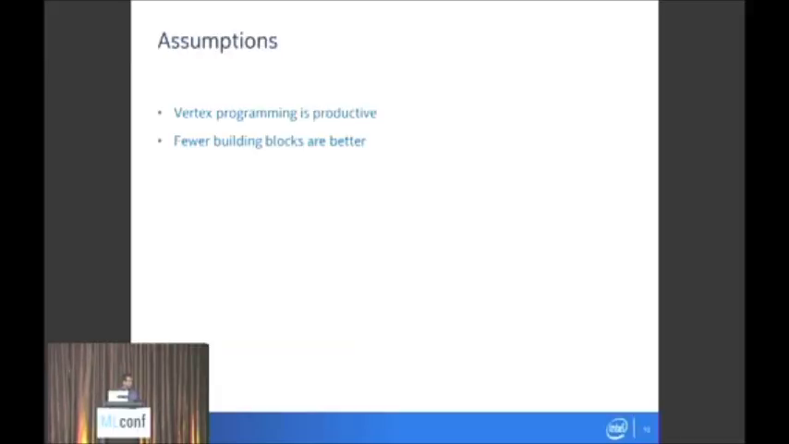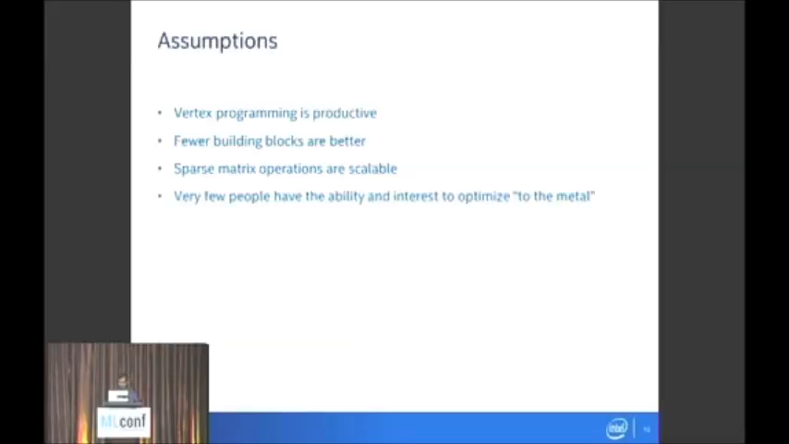Fewer building blocks are better. We are building everything on top of sparse matrix operations. These are well-studied, well-known, and you have relatively few things to optimize, even on distributed processors. You don't have complicated schedulers. You don't have complicated task graphs to deal with. Everything becomes simplified. And sparse matrix operations are scalable because we know from the high-performance computing world, we've done all the work over several decades to make sure that things are scalable.